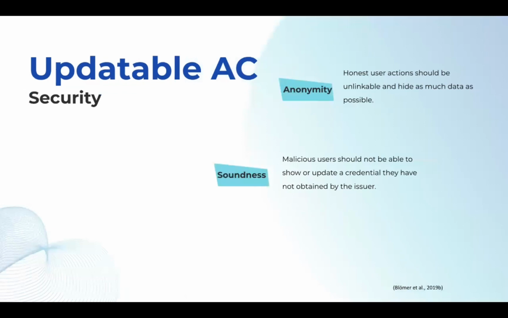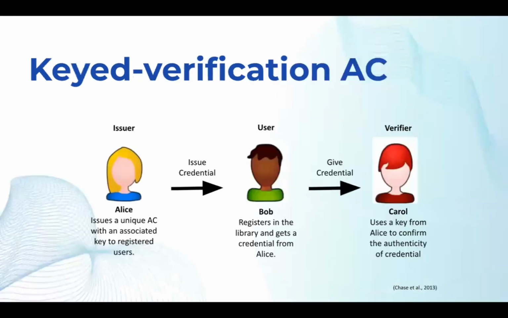Here are two security goals that stand out. Anonymity ensures honest users' actions are unlinkable and hide as much data as possible. Soundness ensures malicious users should not be able to show or update a credential they haven't obtained from the issuer.